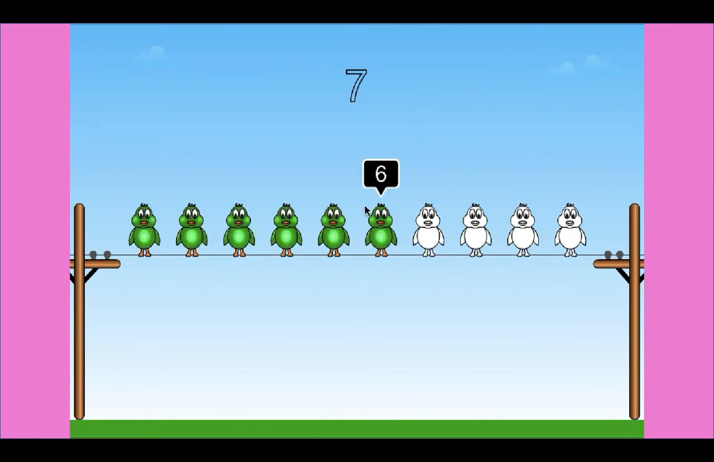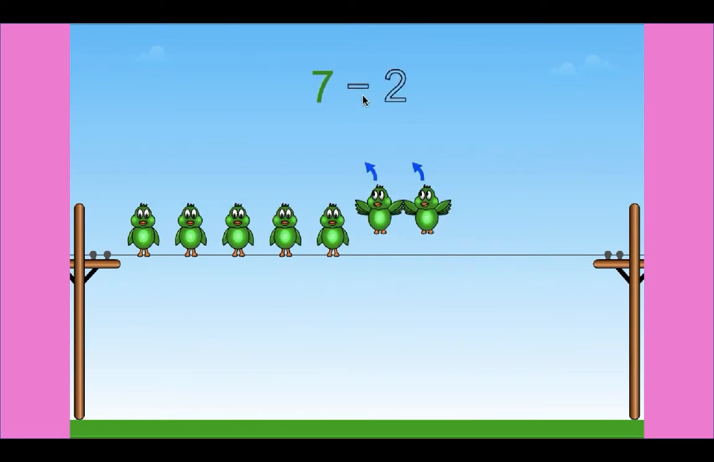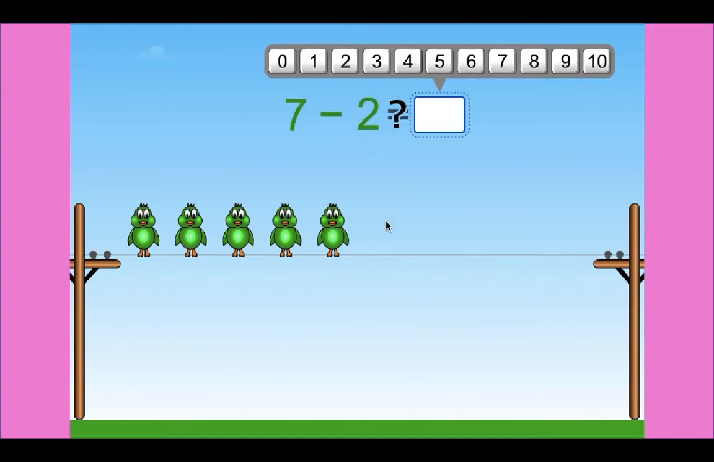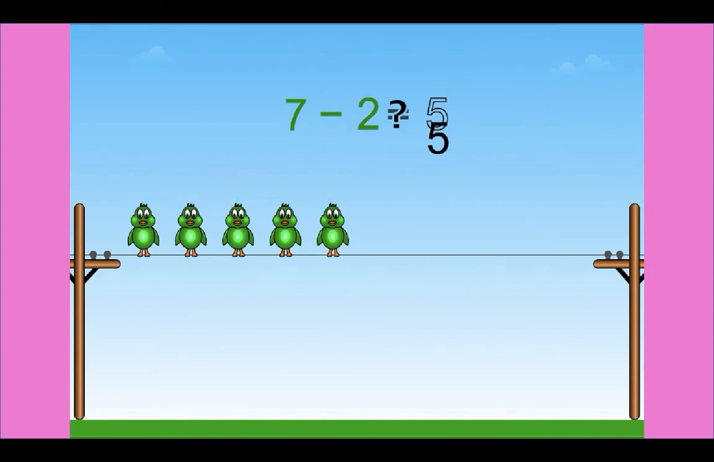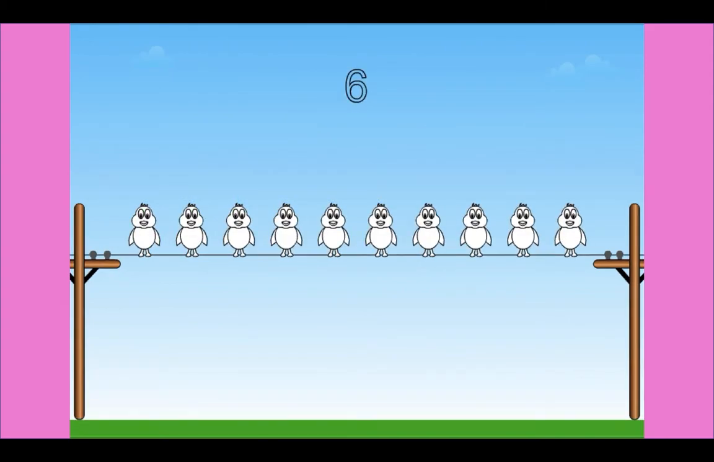All right, last one, I think. So I have to get 7, and then it's minus 2. Remember, minus means I'm taking away, so those birds need to fly away. And then I count what's left. Oh, and it is 5. Yeah, 7 minus 2 equals 5. All right.